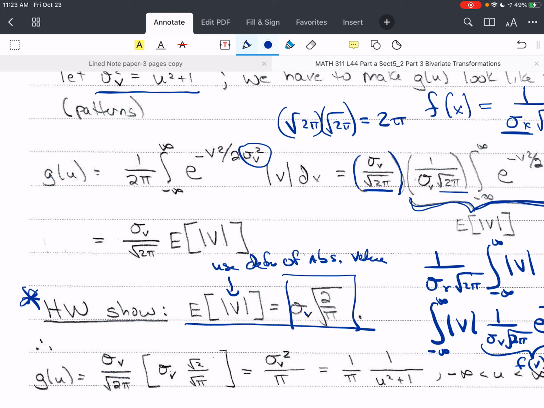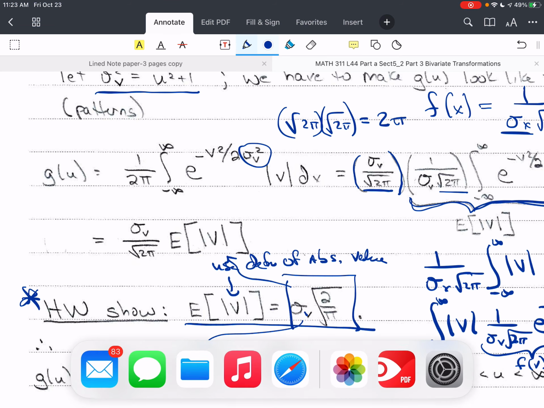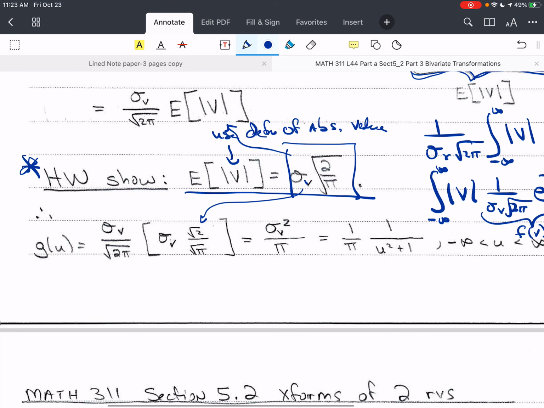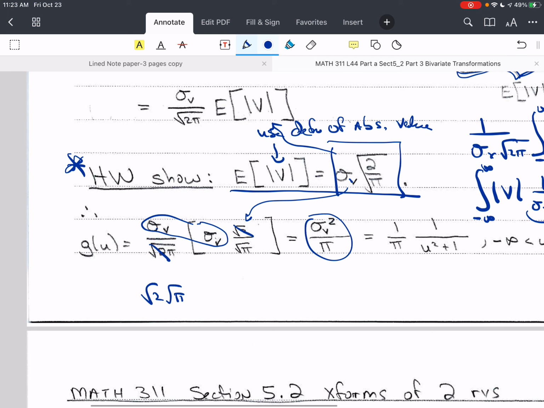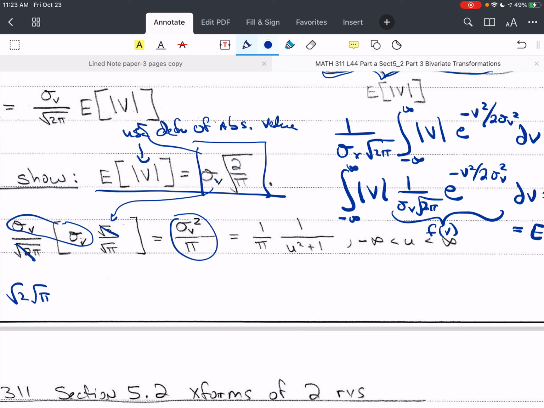Once we know that, we plug it in here, and that's what we have. You'll notice that these combine to sigma v squared. This 2 and this square root of 2 cancel. Remember, I can rewrite this square root of 2, square root of pi, and then I have pi on the bottom. So this gives me the expression sigma v squared over pi.